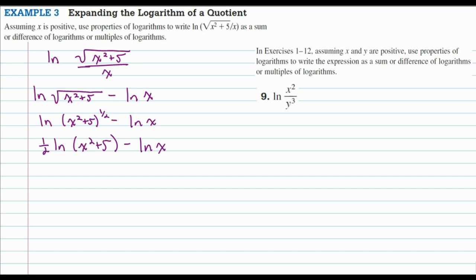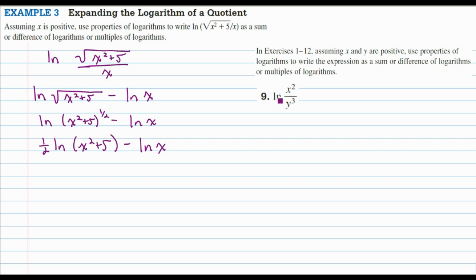Now try problem number 9. In exercises 1 through 12, assuming x and y are positive, again, can't take the log of negatives or 0, use properties of logarithms to write the expressions as a sum or difference of logarithms or multiples of logarithms.